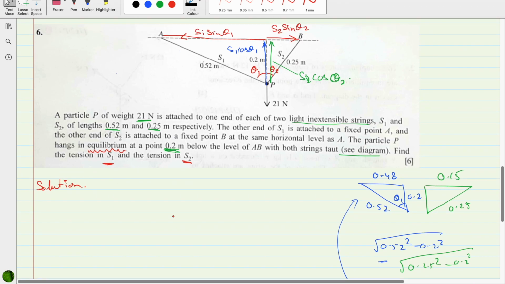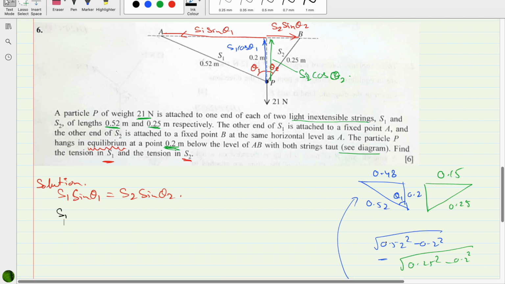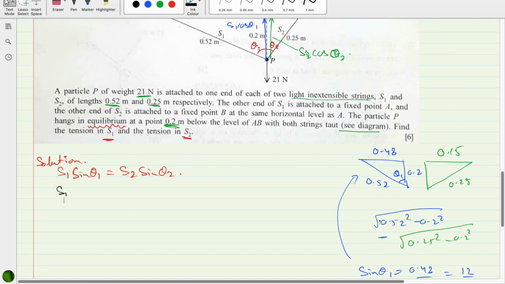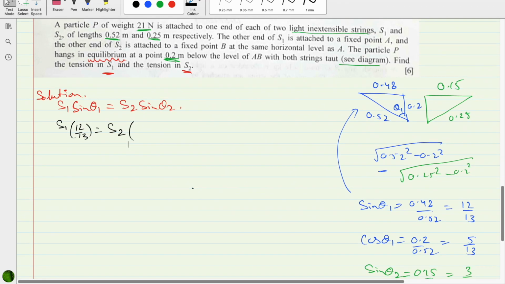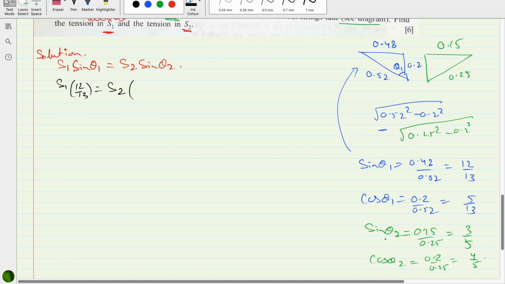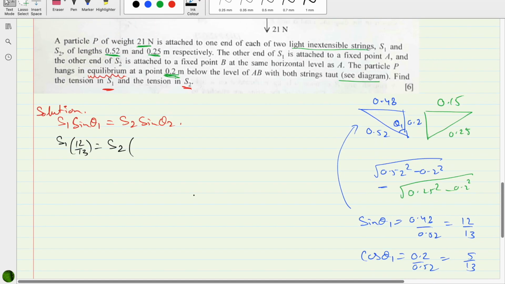So if I look at the horizontal forces, I can say S1 sine theta 1 is equal to S2 sine theta 2, and I cannot see any other horizontal force. So force towards left is equal to force towards right. Now I know this is S1, and sine theta 1 is already simplified, which is 12 by 13. This is S2, sine of theta 2 is already simplified, that is 3 by 5.